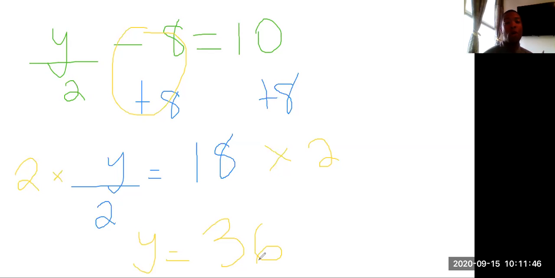Cool. So that was a quick lesson on how to do two-step equations when you're dealing with the additive and the multiplicative inverse when they're both in the same equation and you're trying to find the variable.